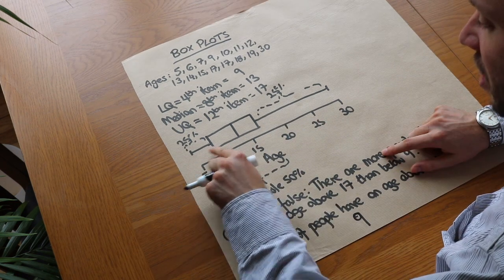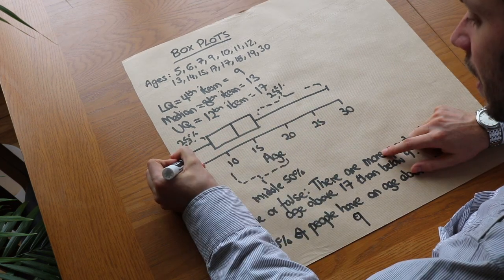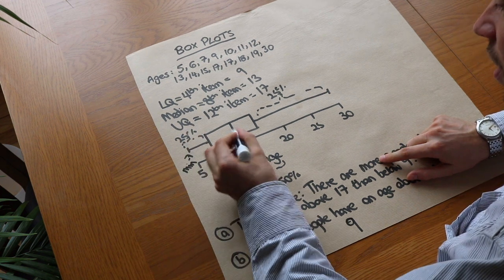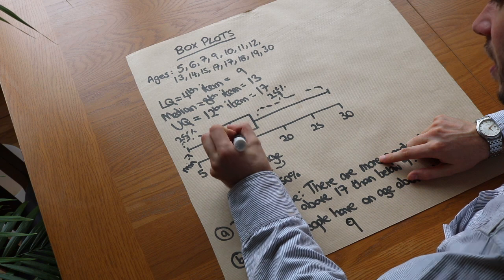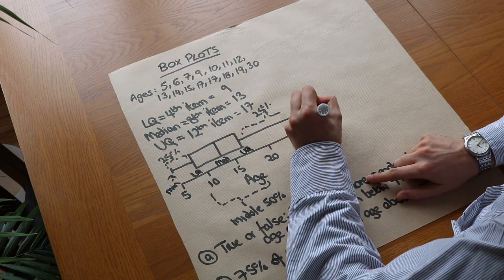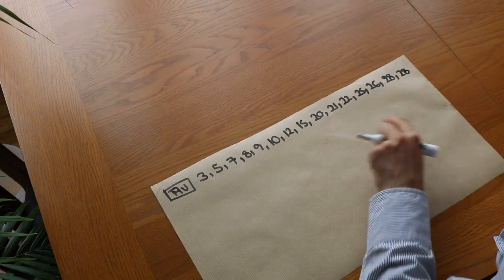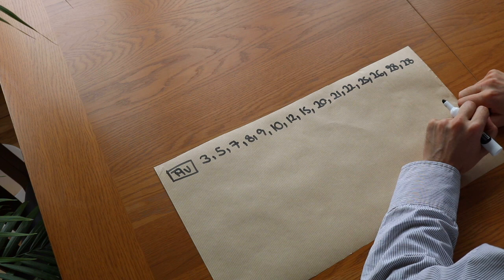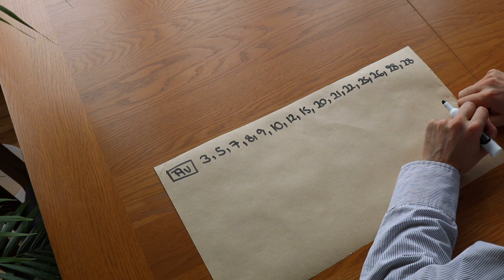And just to summarise what each of the parts of the box plot are, that there is the minimum value, here is the lower quartile, that there is the median, that there is the upper quartile, and that there is the maximum value. Now, to test your understanding so far, we've got these values here, and I want you to draw a box plot for this data. You may want to pause the video now and have a go at that.